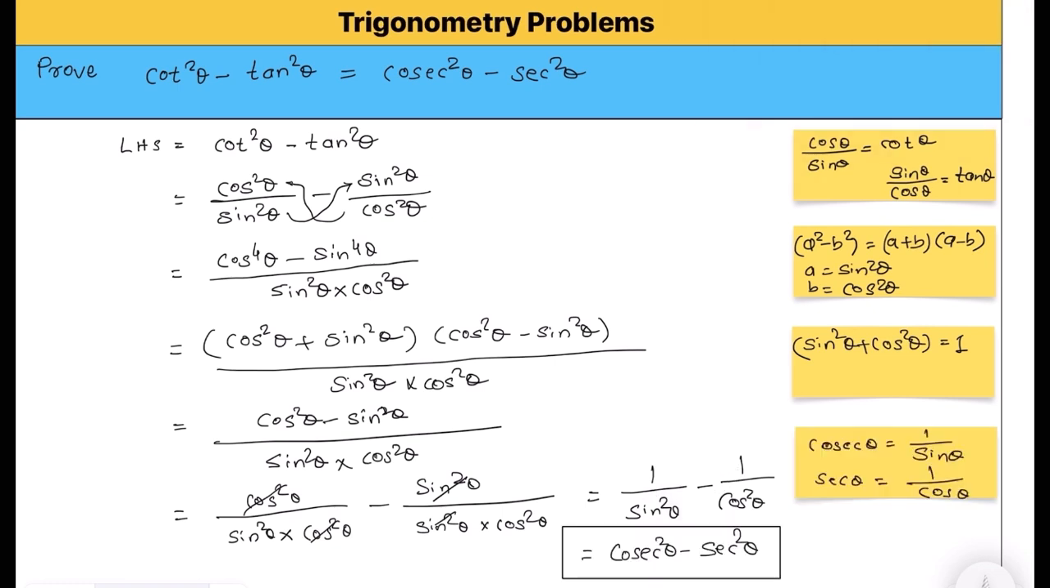I'm sure you must have visualized the answer, because 1 upon sin theta is nothing but cosec theta. So 1 upon sine square theta becomes cosec square theta. 1 upon cos theta is sec theta. 1 upon cos square theta becomes sec square theta. So we get cosec square theta minus sec square theta, which is nothing but RHS, hence proved.